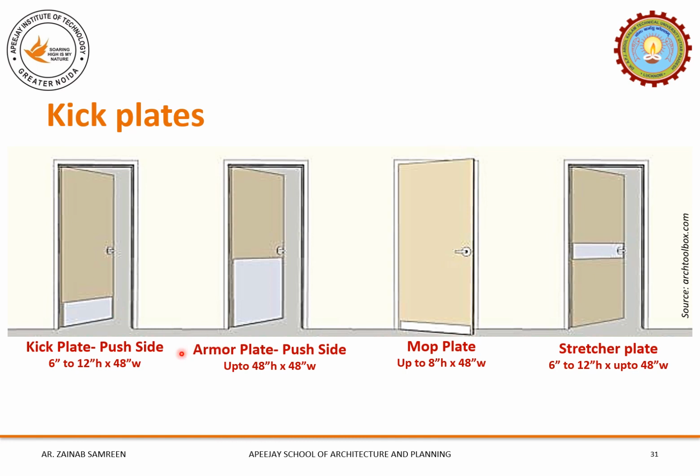The second of this type is the armor plate. They are used where carts are pushed through doors. As with kick plates, armor plates are always installed on the push side of the door. The size of this plate is basically a square. The length and the breadth are the same.